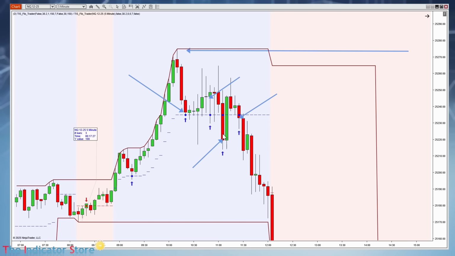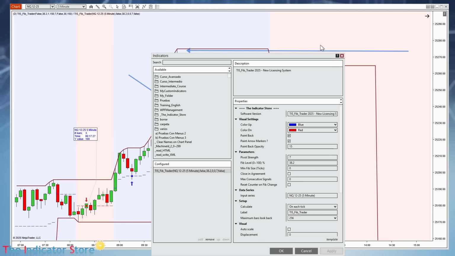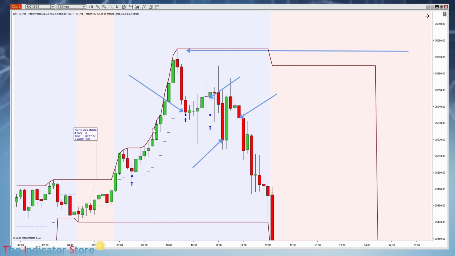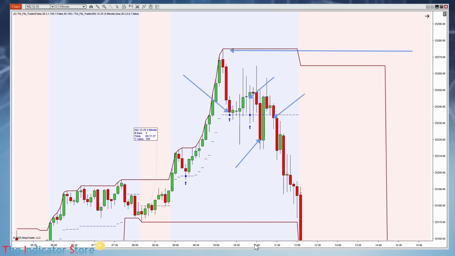And this is another filter where we can set closing agreement, this one. Apply, and now we only get these two entries. And this is unrelated to the number of trades per side. This is another filter.